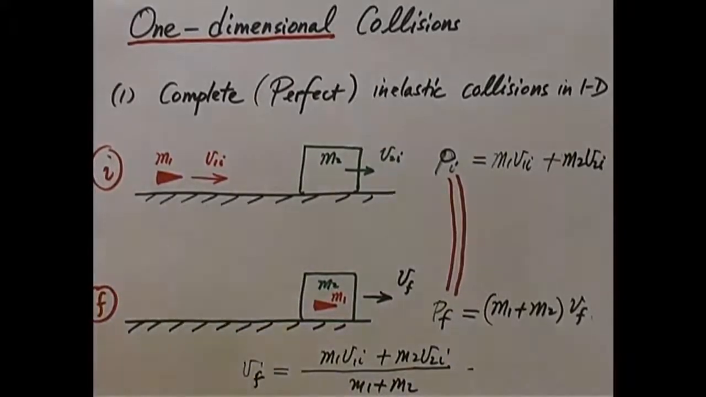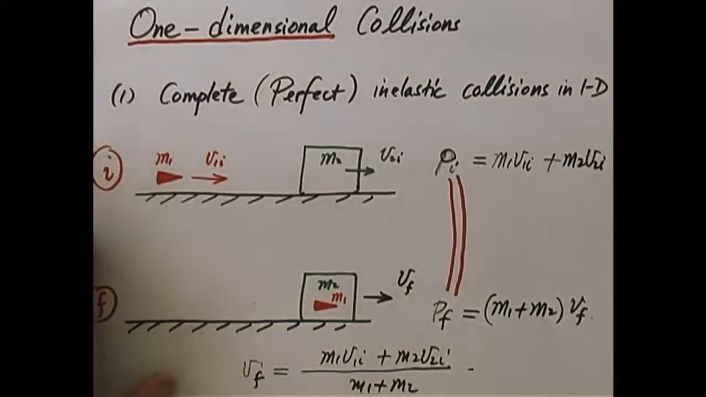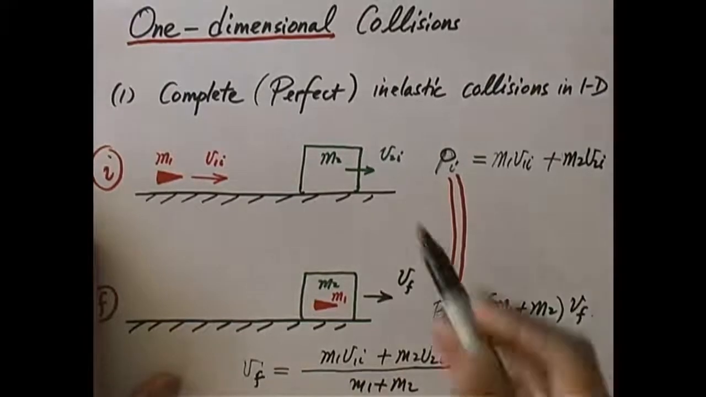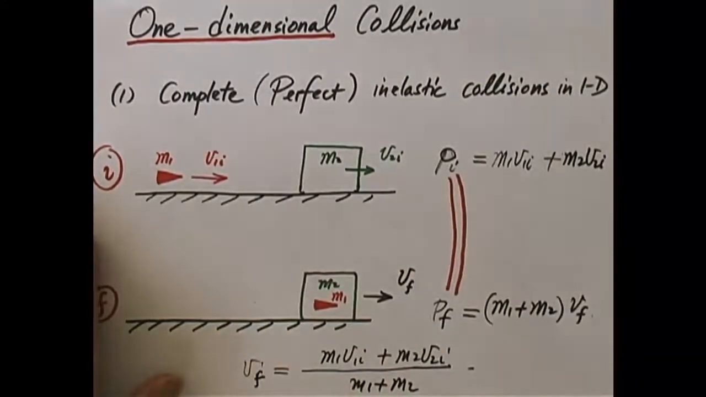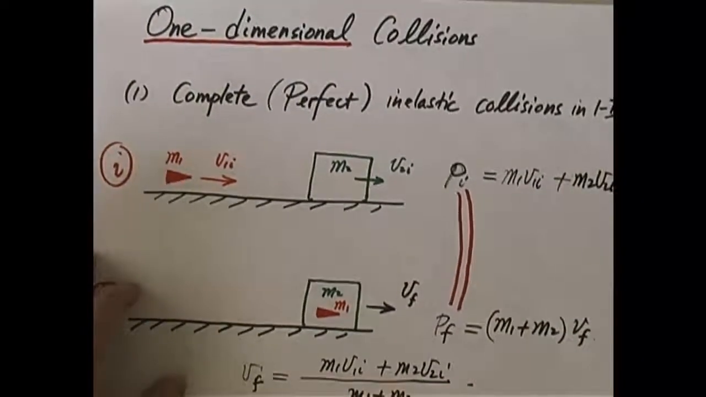For simplicity, let's assume that before the collision, for mathematical simplicity, v2 initial is equal to 0. So the block is waiting for it. It's not moving at all. So I don't have the second term. Okay, so let's see.